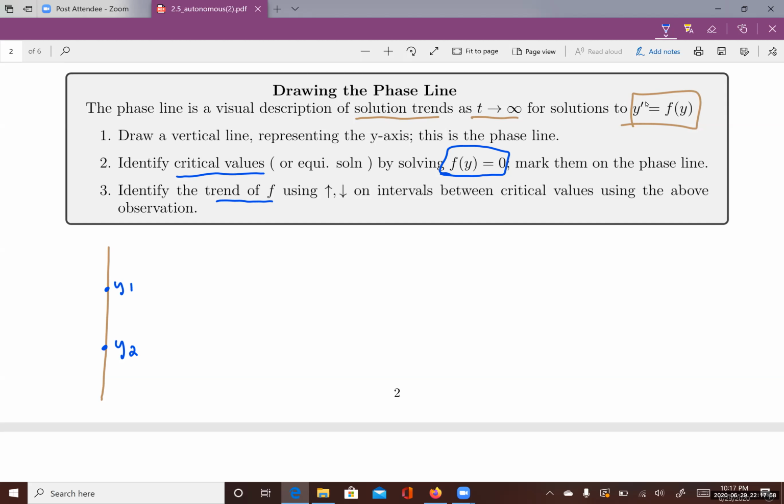So for the function f of y, when y is greater than y2, this is positive, and this side goes to negative infinity. If f of y here is positive, then you have this upward arrow. And if f of y here is negative, then you have this downward arrow. And then f of y here is positive again, so you have this upward arrow again.